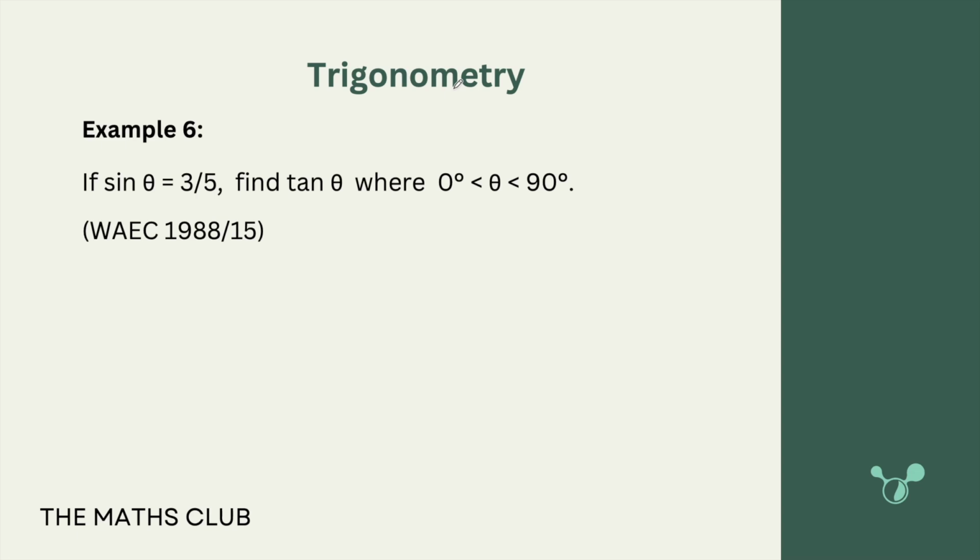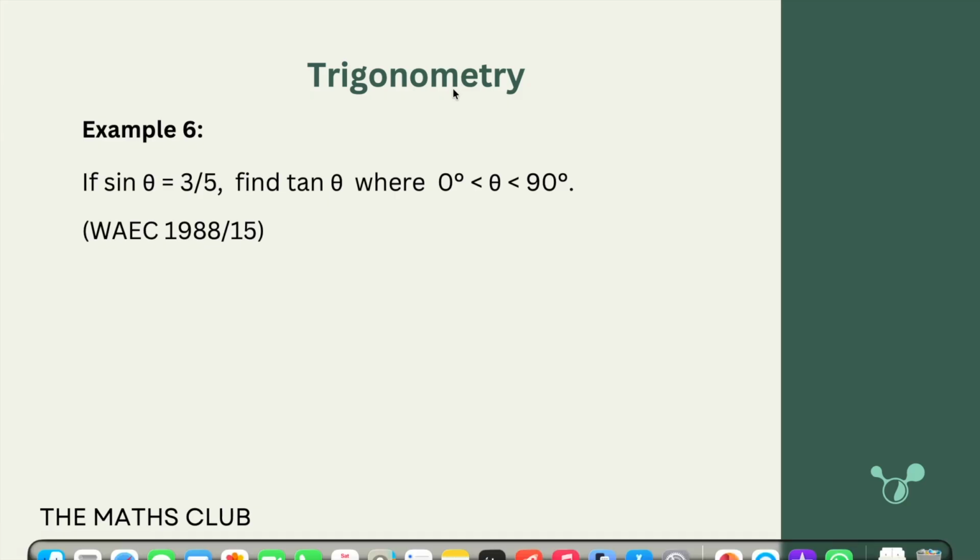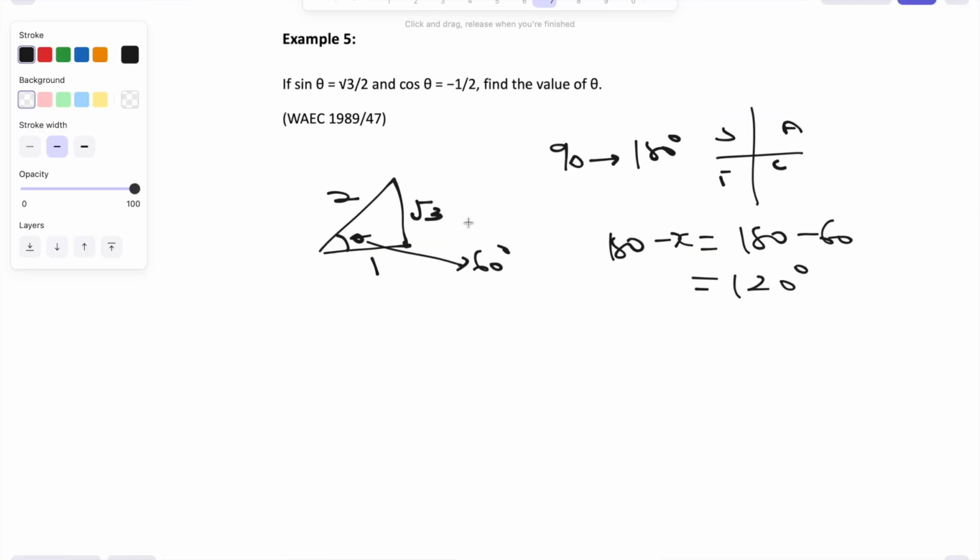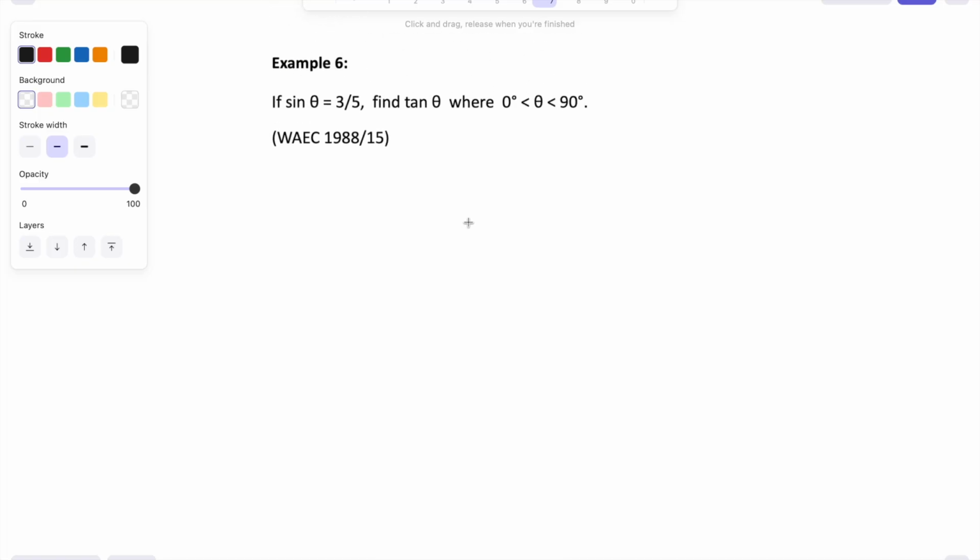Example 6 says that if sine theta is equal to 3 over 5, find tan theta where theta is between 0 degrees and 90 degrees. So it's still following one of these. Let's just draw it. Remember, I think one of them was 3, 4, 5. So 3, 4, 5, right? And this is theta. You can take it to the bank.